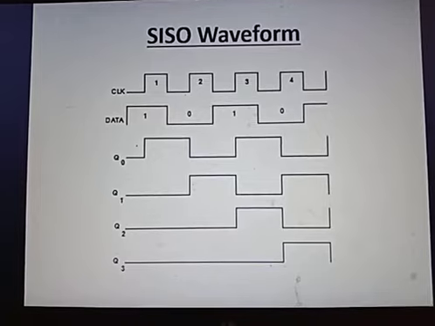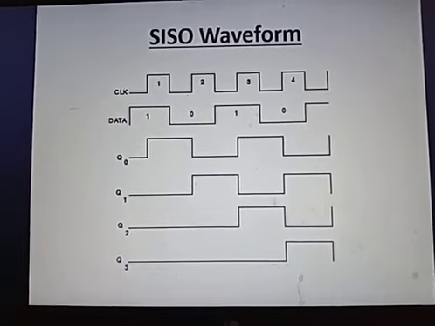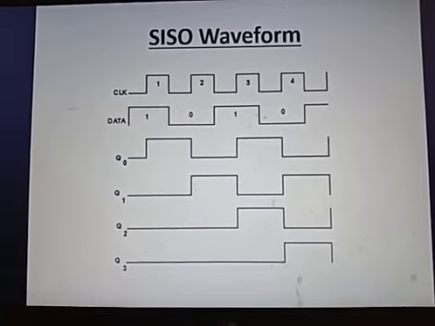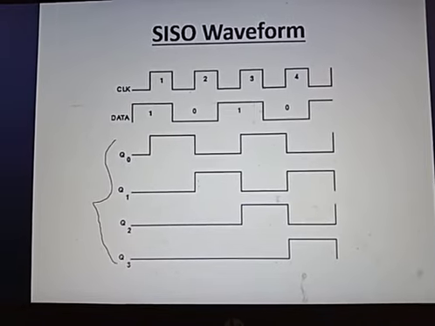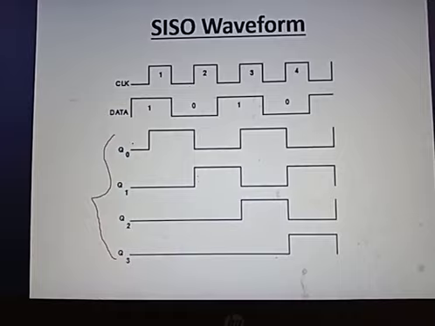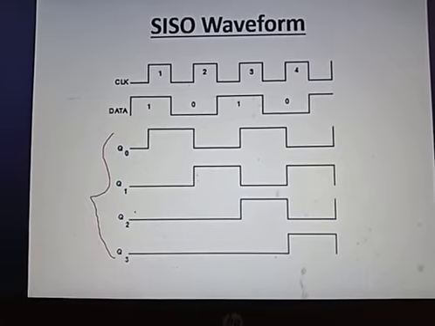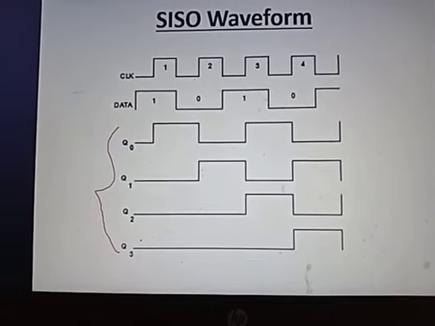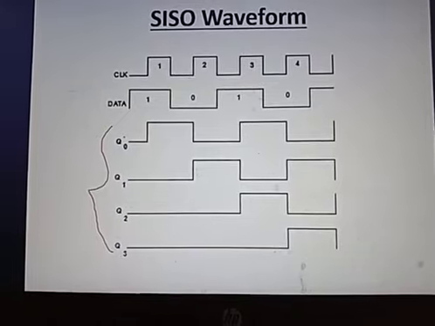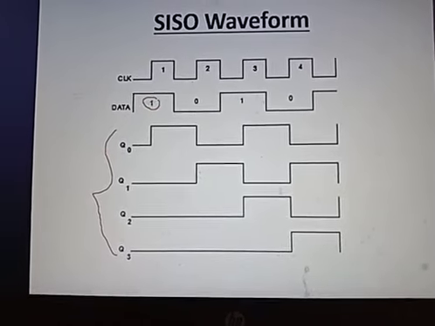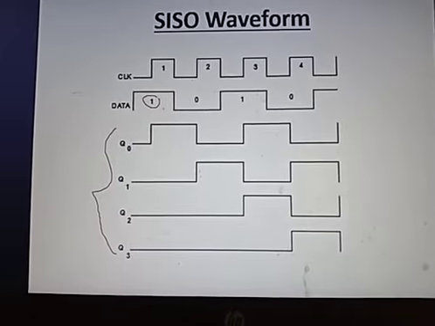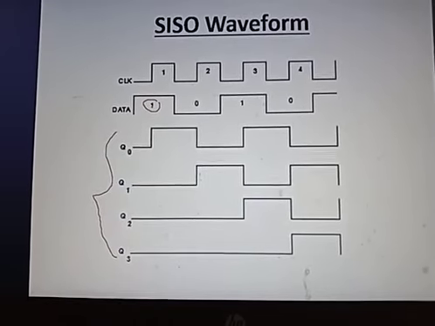This is the waveform for your serial in serial out register. This is your clock pulse and this is your data. All these four are outputs of each flip flop. Assume this is your first flip flop, second flip flop, third flip flop, and fourth flip flop. When I give the first clock pulse, the first flip flop alone will be active. So assume this is your data. Now you have data as 1010. We will focus only on this data now.